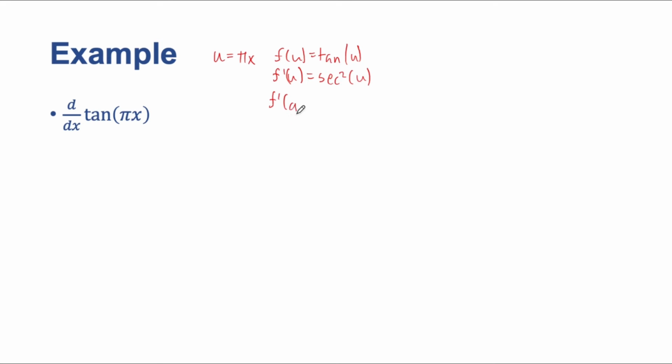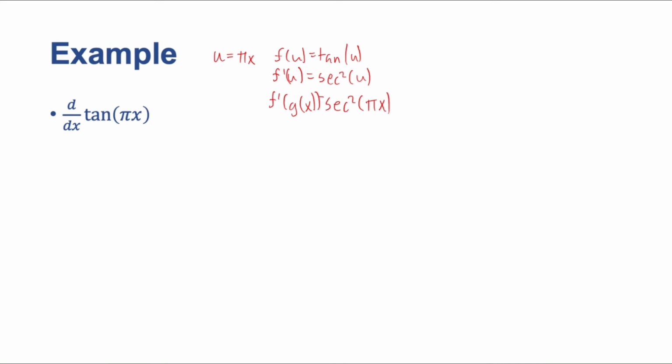All right. So now we're going to take the derivative of tangent of pi x. So this is one where we have a constant in the argument. So I'm going to set u equal to pi x, and then that means that our f of u will be tangent of u, and then f prime of u will be the secant squared of u, and that means our f prime of g of x will be the secant squared of pi x.